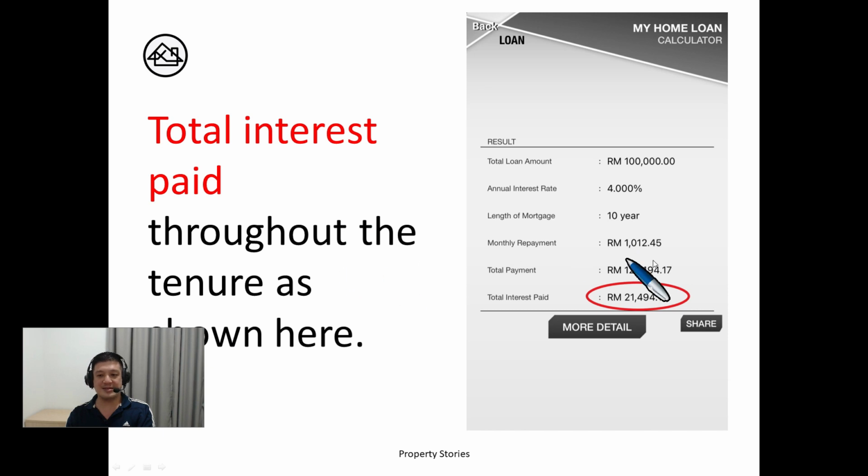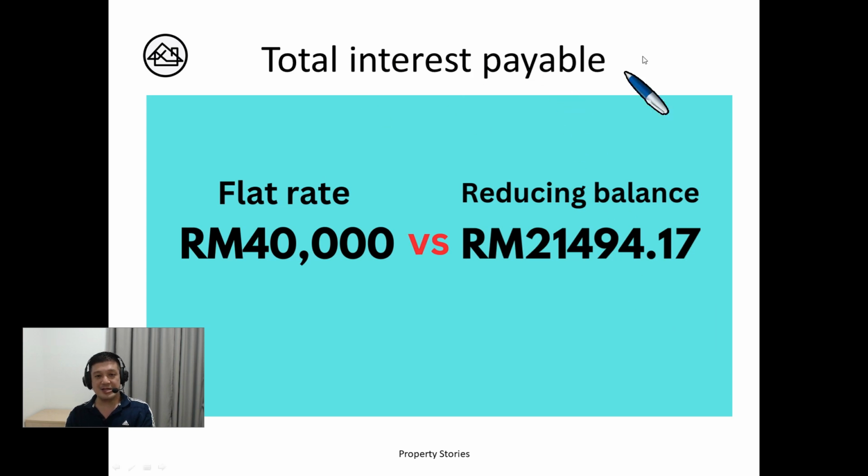Total interest paid, you can see, over the 10 years, total interest paid is this much, 21,000. This is the reducing balance method. And you see the total interest payable, flat rate versus reducing balance, the difference is like half. For the same tenure, same amount, same interest rate, it is half.